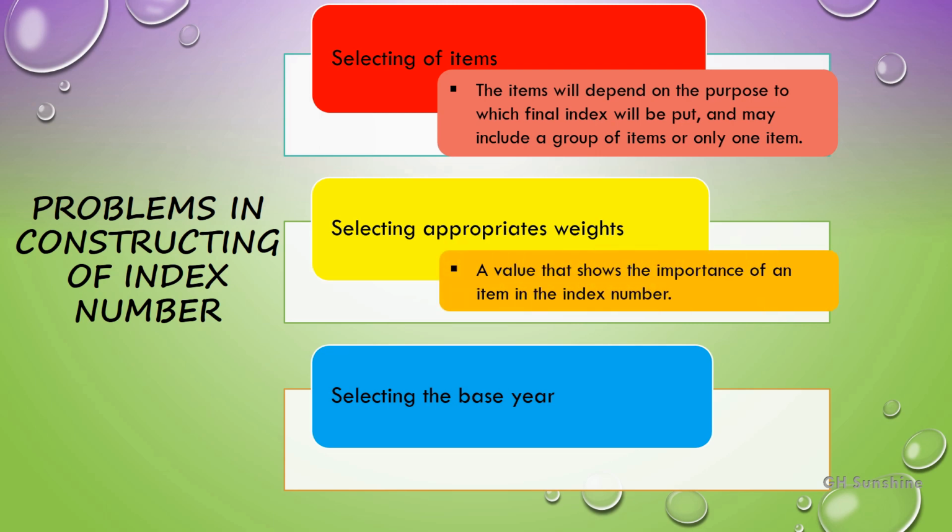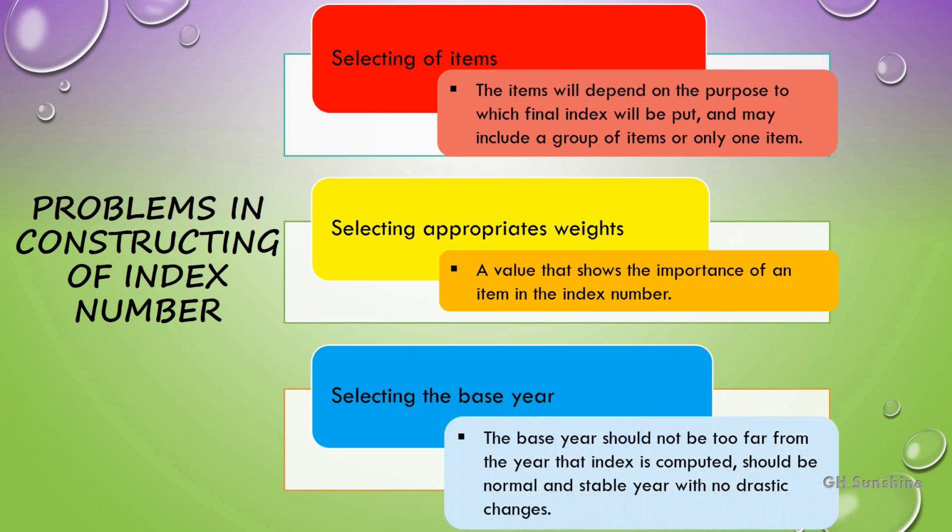Second is selecting appropriate weight, which is a value that shows the importance of an item in the index number. Higher weight for more important item or lower weight for less important items. And third one is the problem of how to select the base year. The base year should not be too far from the year that index is computed. Second, the base year should be normal and stable year with no drastic changes.